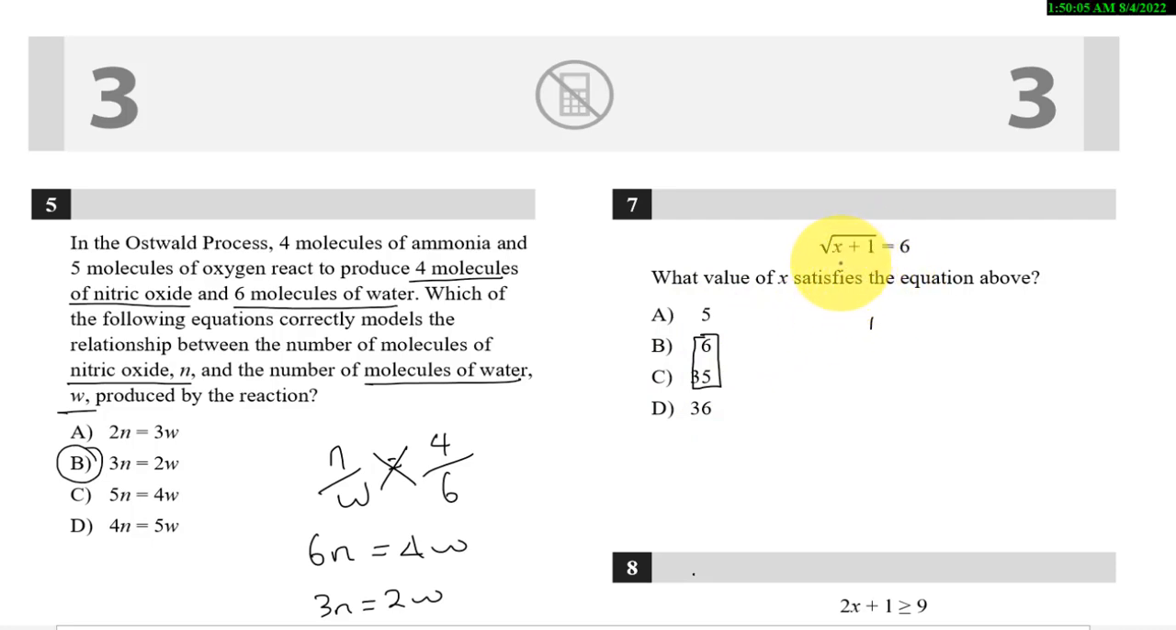When you plug in 6 here, this becomes 7. The root of 7 can never be equal to 6. So 6 is out. So let's look at 35. When you plug in 35, you get 35 plus 1, which is 36. And the root of 36 is 6. So the answer is C.